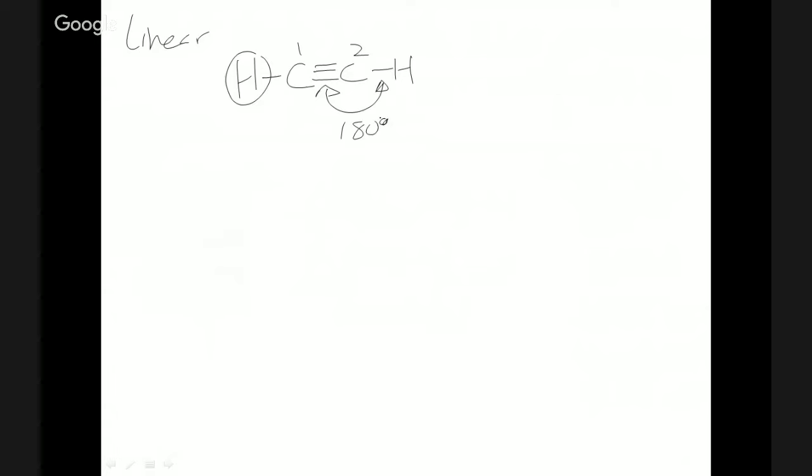So now we're given some examples. Okay, so that's an example of linear. There are certainly others. Let's introduce this one, BeH2. There are some empty orbitals on there that we'll talk about later, but there are two groups. There are two hydrogens on beryllium. Beryllium only has two valence electrons. It can only form two bonds. So this angle is 180 degrees.